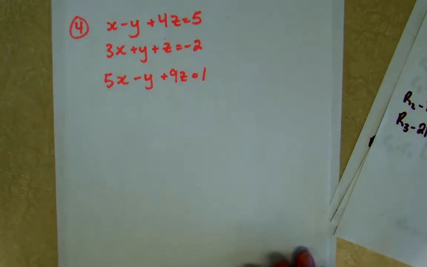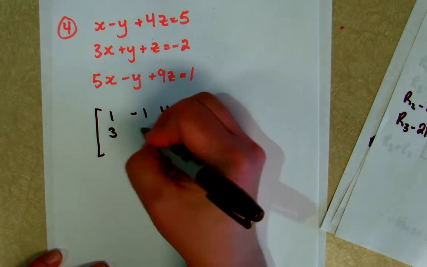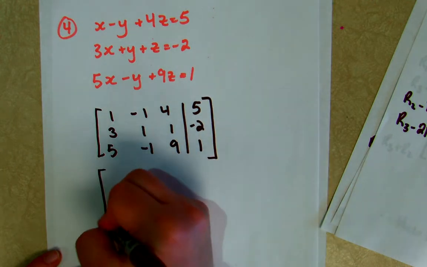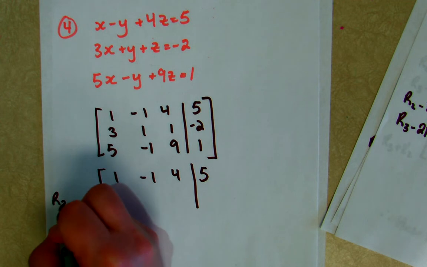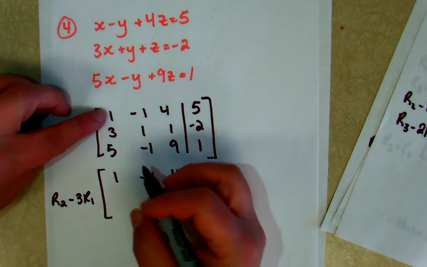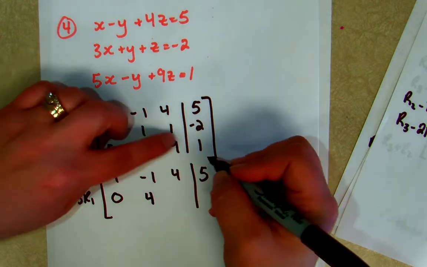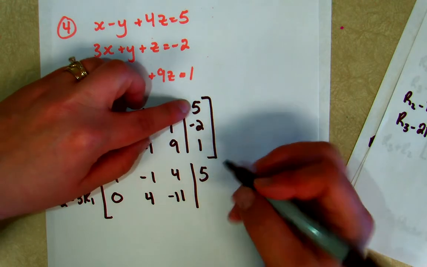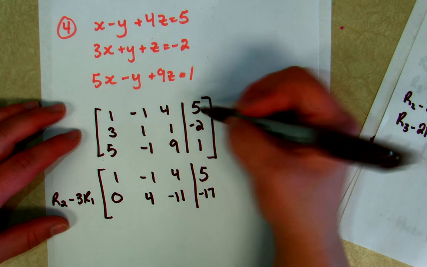And one more. So to get my first 0, I'm going to do row 2, subtract 3 row 1s. So 3 minus 3 is 0. 1 minus negative 3 is 4. 1 minus 12 is negative 11. Negative 2 minus 15 is negative 17. Again, I was multiplying all of these by 3.